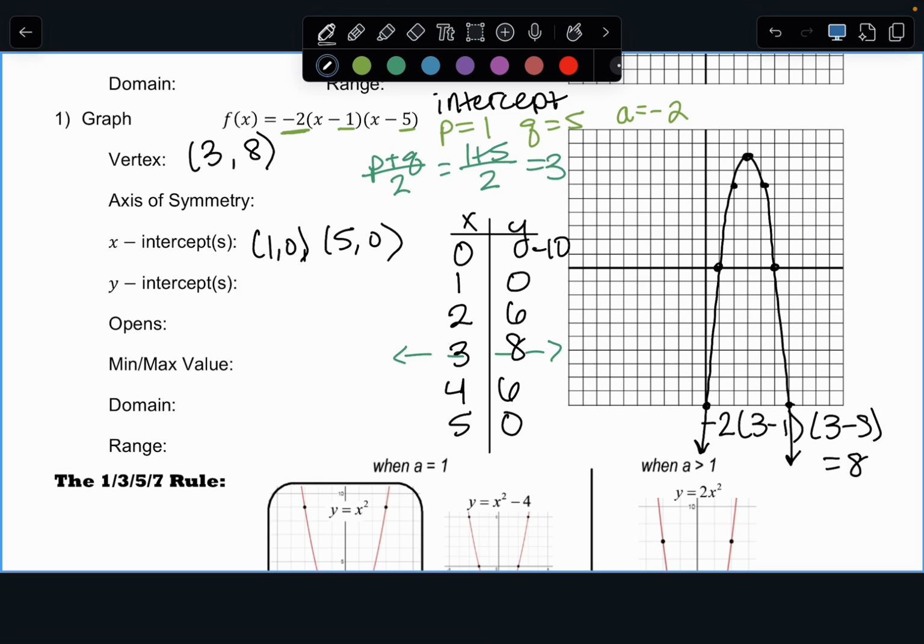I can fill out the rest of my vertex. It's at (3, 8). What's my axis of symmetry? x equals 3. It matches the x-coordinate of my vertex. Be aware, if you don't write this as a vertical line, if you just put 3 and you forget the x equals, I'm going to count off. I probably won't give you any credit. Okay? It has to be a vertical line. So you have to write x equals 3.